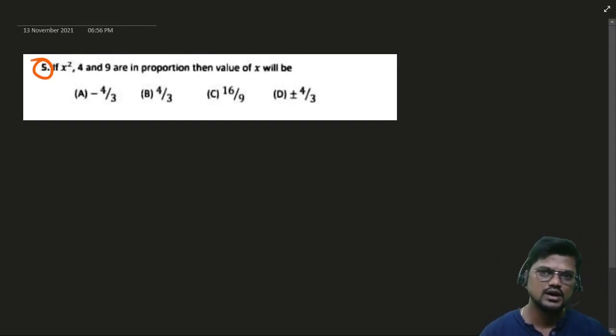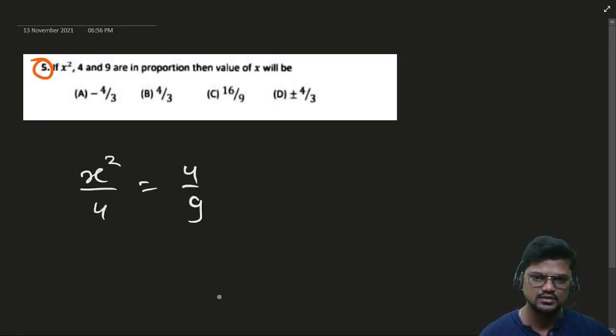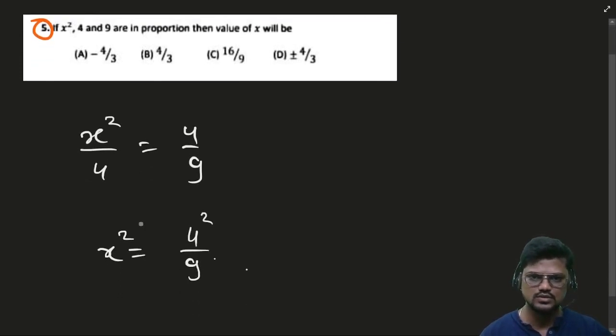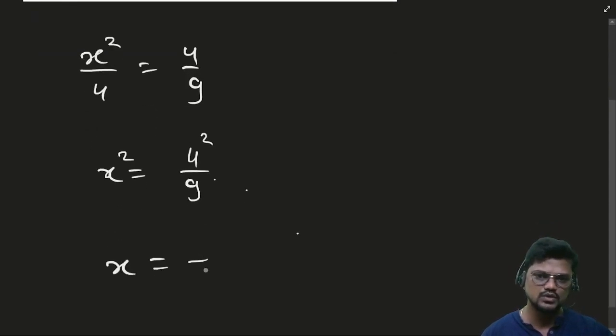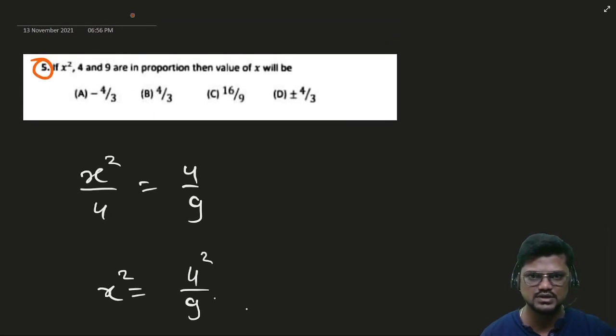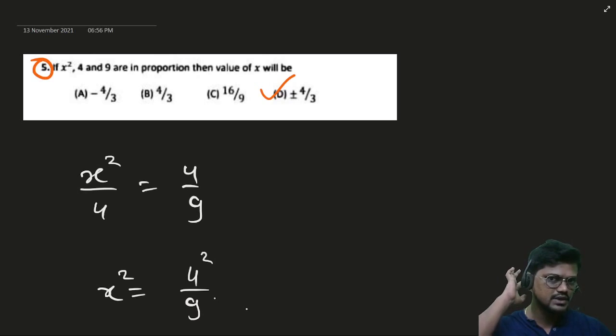What they have given are in proportion. That means x square upon 4 will be equal to 4 upon 9. So x square will be equal to 4 square upon 9. So x will be equal to plus minus 4 by 3. So the answer is option D. Yeah, some of you have given option B. That is not right. Next.